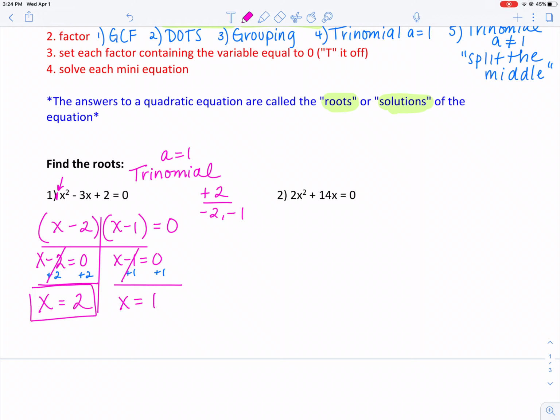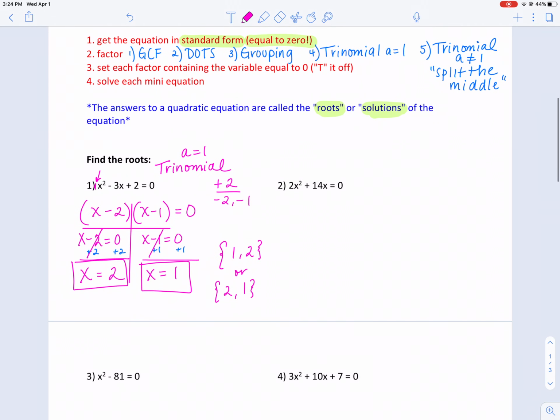So here you could do it like that. You could show it as a solution set, 1 and 2. You could show it as 2 and 1. The order doesn't matter because they're both x values, but those are your solutions or roots.